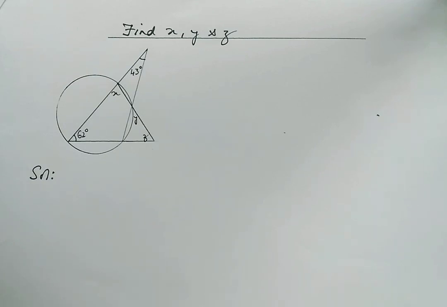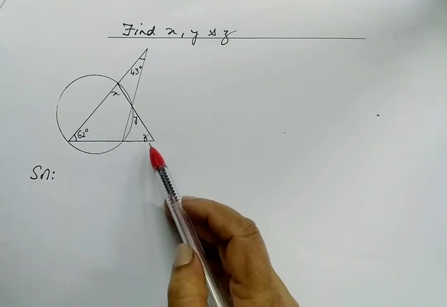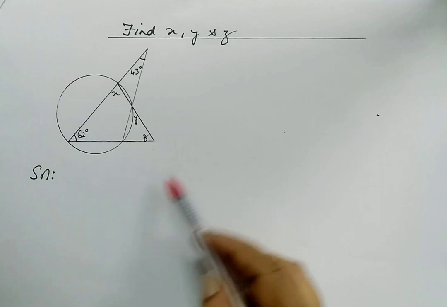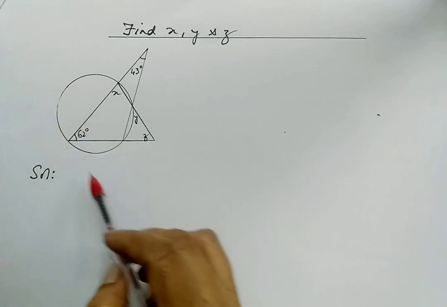Hi kids, as you can see, we have to find out x, y and z in the given figure. Alright, so let us study the figure very carefully first, and then we will be able to come to some tangible conclusion. Well, as you can see, this is a circle.